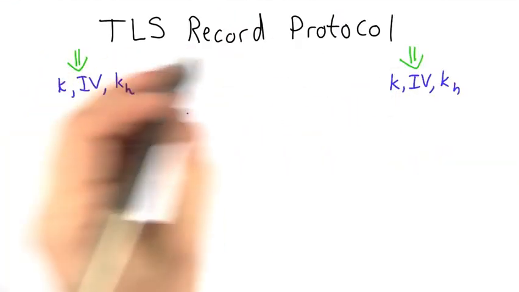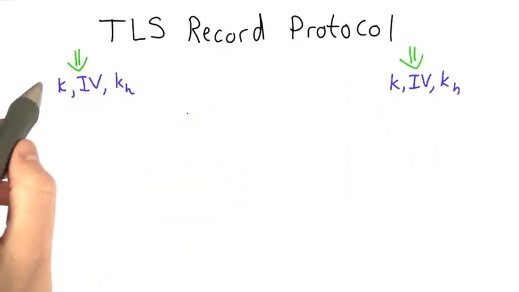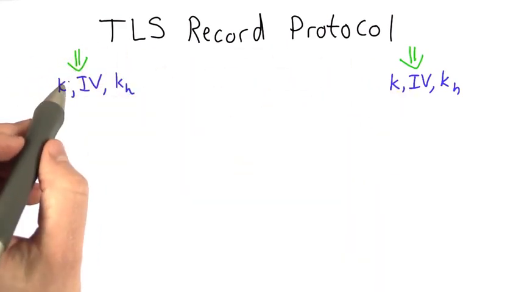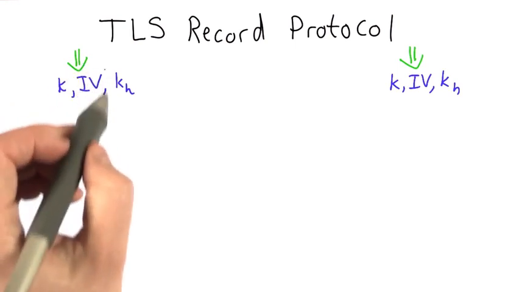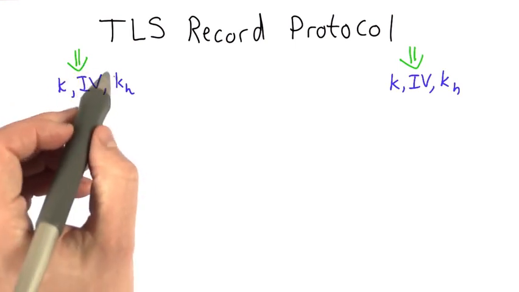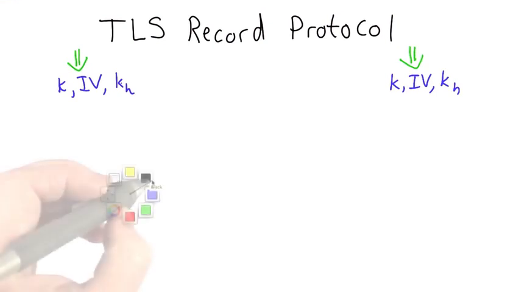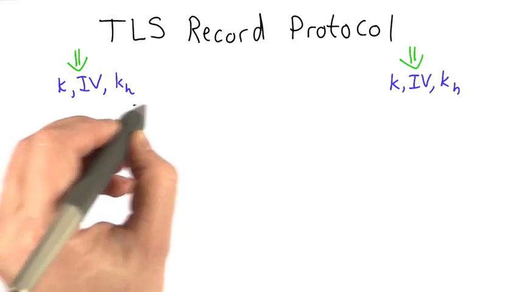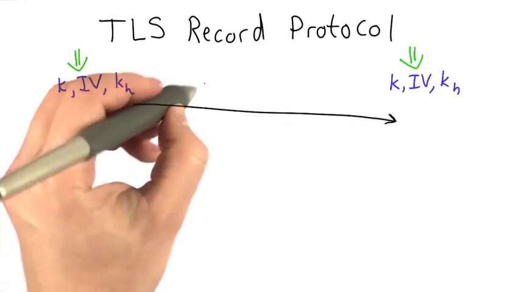So at the end of the TLS handshake protocol, the server and the client have agreed on 3 keys, which they've extracted from the master secret: a key for a symmetric encryption function, an initialization vector for that encryption, and a key for a hash function. The goal now is to protect the traffic between the server and the client, and this will be in the form of requests for web pages.